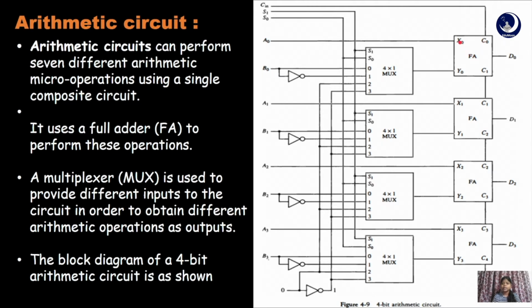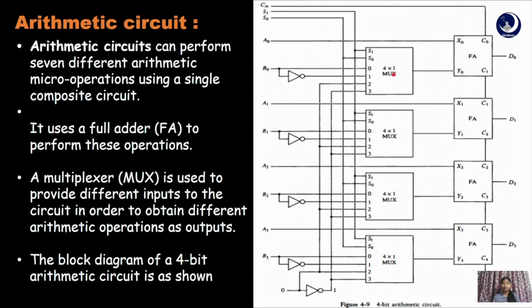So the first full adder adds the bits x0, y0, c0 and produces the sum d0 along with the carry c1. This carry is transferred to the next full adder. The next full adder adds the bits x1, y1, c1 and produces the sum d1 along with the carry c2, which is transferred to the next full adder. That full adder adds the bits x2, y2, c2 and produces the sum d2 along with the carry c3, which is transferred to the next full adder. The last full adder adds the bits x3, y3 and c3 and produces the sum d3 along with the carry c4. So c4 is the carry generated by the last full adder, and this is represented using the output carry.